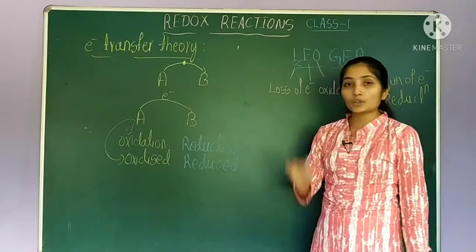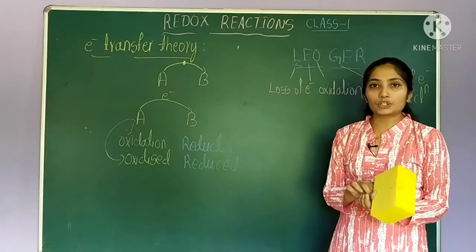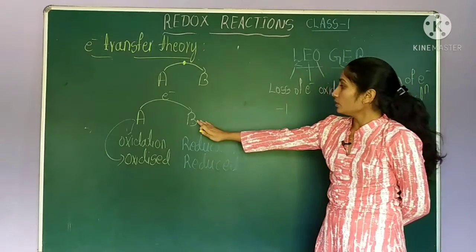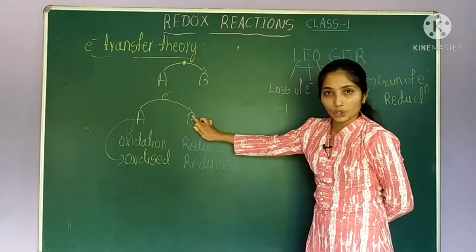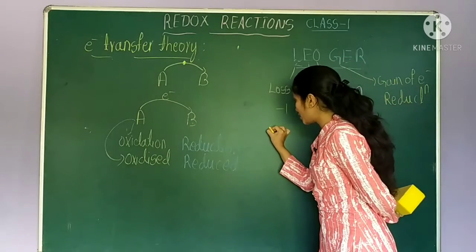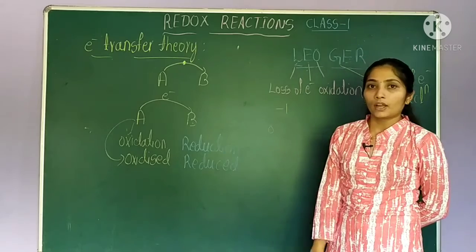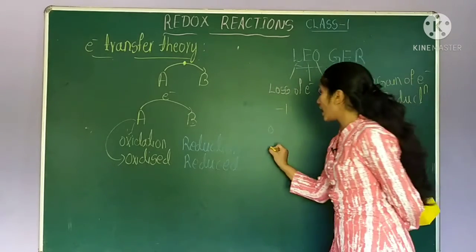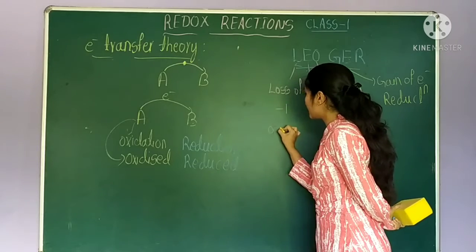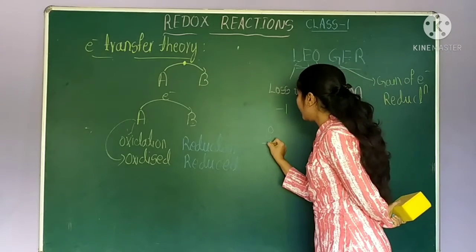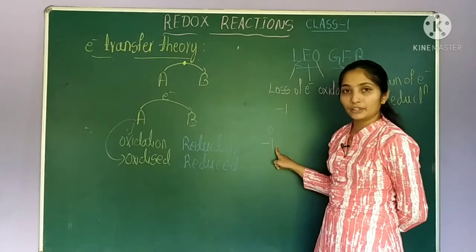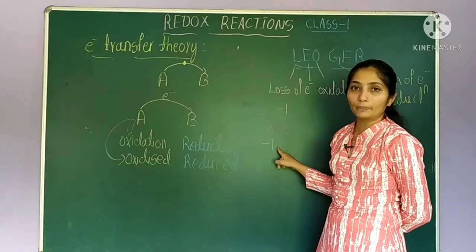See, what's the charge on electron? Charge on electron is -1. Initially there is no charge on B. Initial charge on B is 0. Now I have added one electron to B. Now the charge will become 0 plus -1, that is -1. The charge has been reduced from 0 to -1.